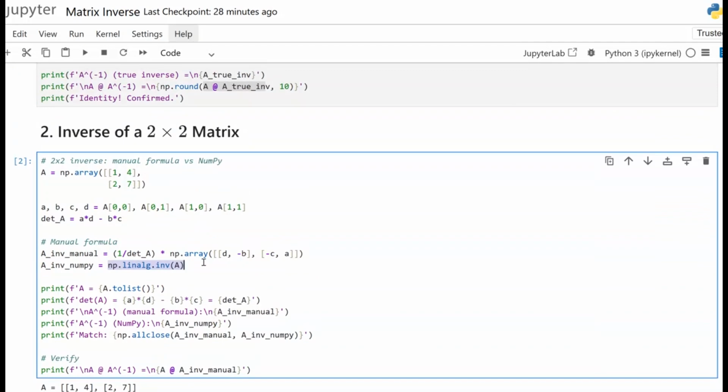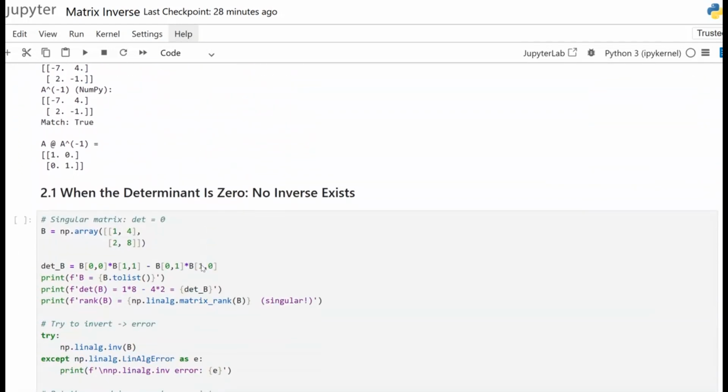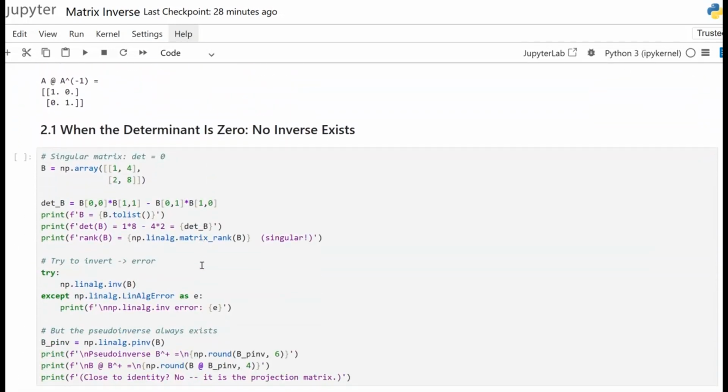Let me move on towards, of course, one more important thing I want to specify. This exact code will demonstrate the defining property of a singular matrix and contrast the non-existence of a true inverse with the existence of a pseudo inverse. Okay, so that is a very important functionality. So let me start discussing the code.